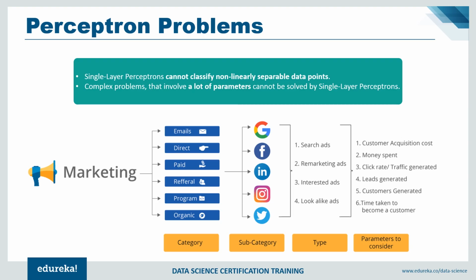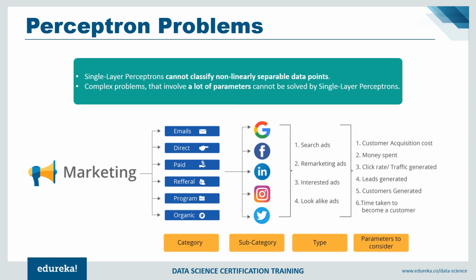Well, if you think the perceptron solves all the problems of mimicking a human brain, then you're wrong. There are two major problems. The first problem is that the single layer perceptron cannot classify non-linearly separable data points, and complex problems that involve a lot of parameters cannot be solved by a single layer perceptron.